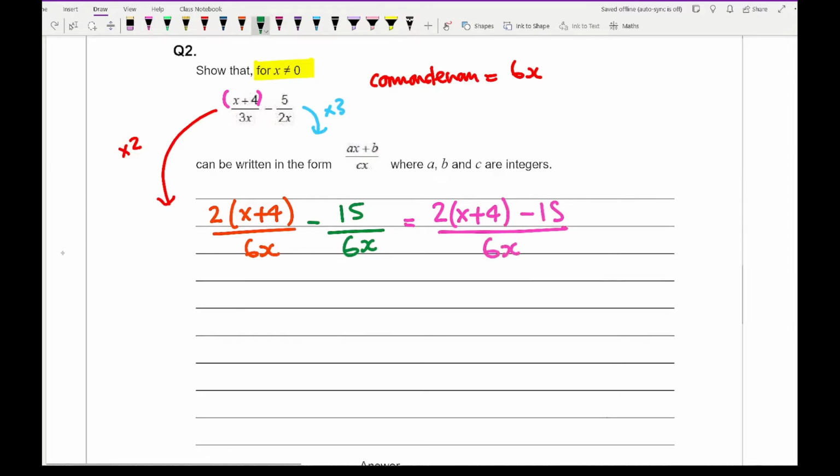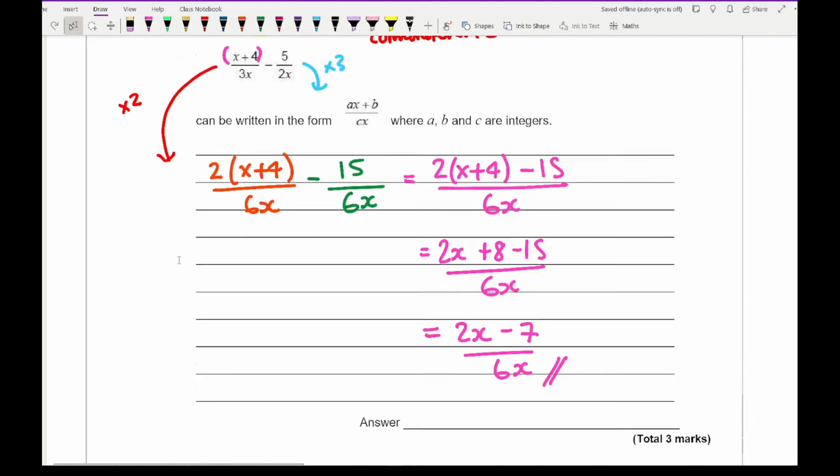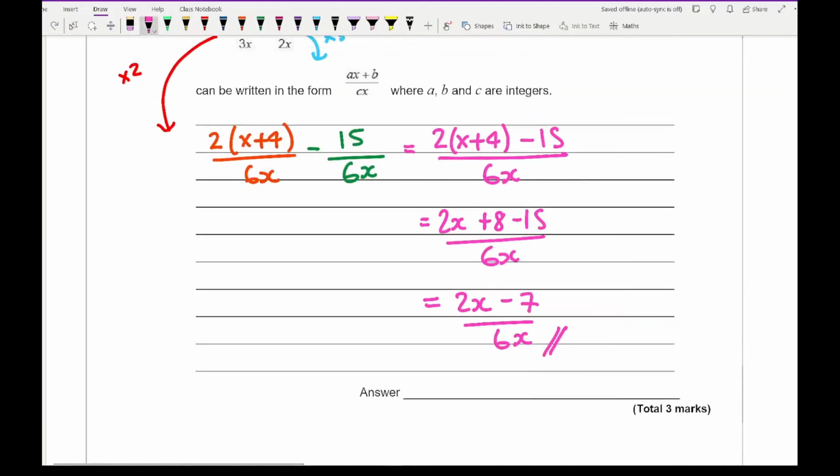So from this, what I then want to do is expand and simplify, so I get 2x plus 8 minus 15 all over 6x, which gives me 2x minus 7 over 6x, and there is my final answer. And again, just to double check, as you can see, we've got it in that form.